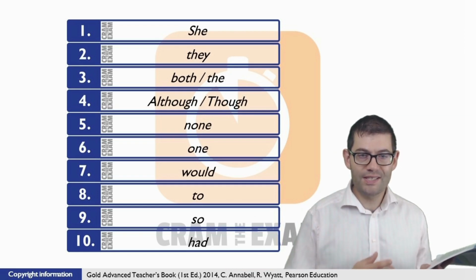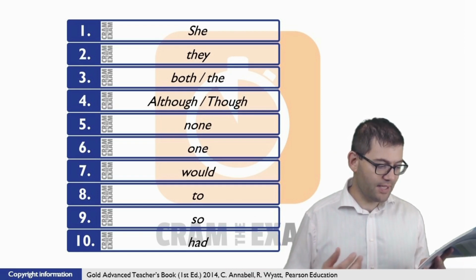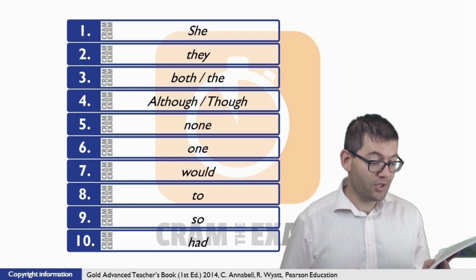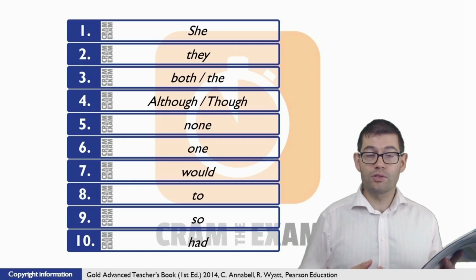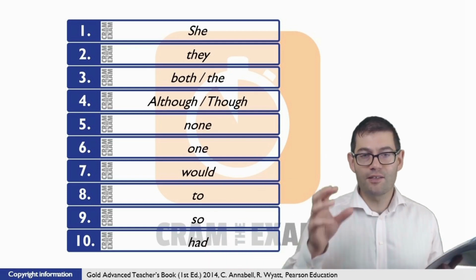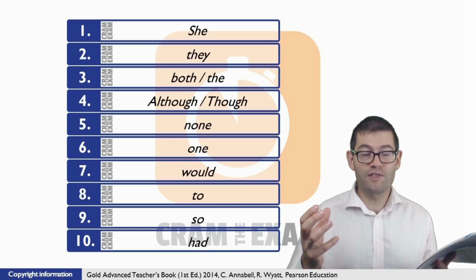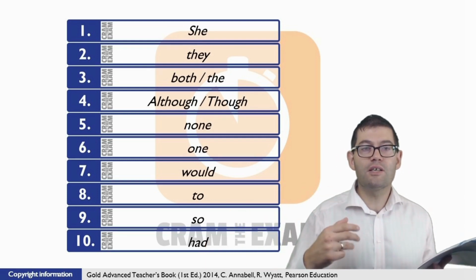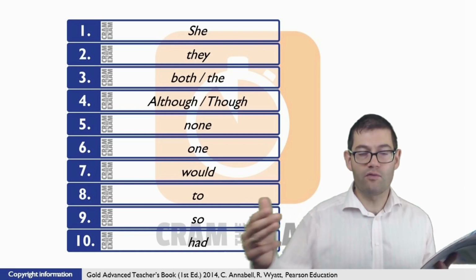Question number 8, once again, another form of ellipsis. It says, her friends thought she should make a formal complaint, but she decided not what? Make a formal complaint, in other words. So this word that we can use instead of saying not make a formal complaint is to. She decided not to make a formal complaint.